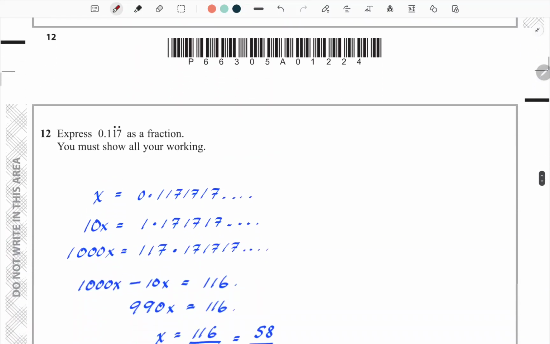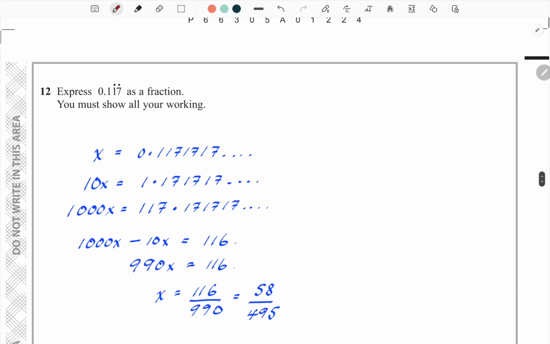Okay, number 12, recurring fractions. Now with this one, always start by labeling the original fraction, writing it out a few repeats if you like, and call that x. So that's x, and I've just put in 0.1171717.